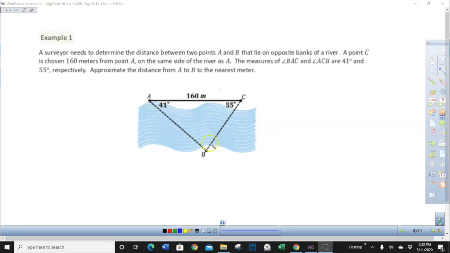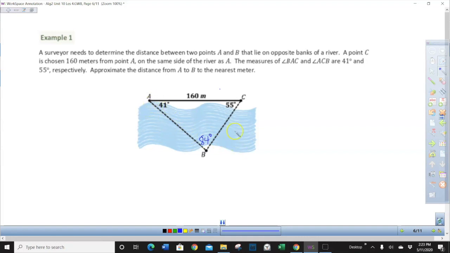So we have this problem. A surveyor needs to determine the distance from A to B, and they lie on opposite sides of a river, and they tell us that from point A to point C is 160 meters, and they tell us that angle A is 41 degrees and angle C is 55 degrees. Well, if these two angles are 41 and 55, that equals 96 degrees, so we know angle B is 84 degrees because we know all triangles add up to 180 degrees.